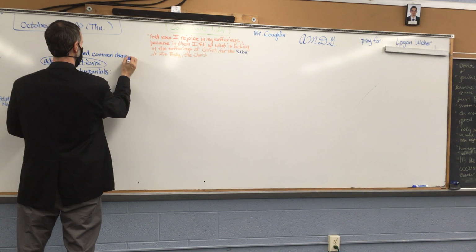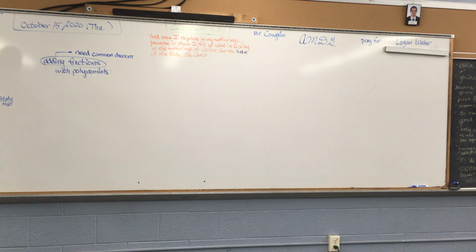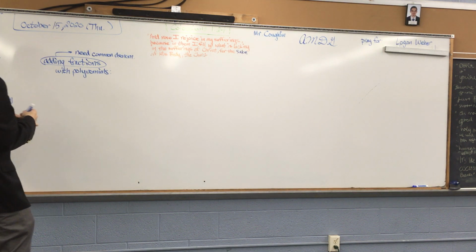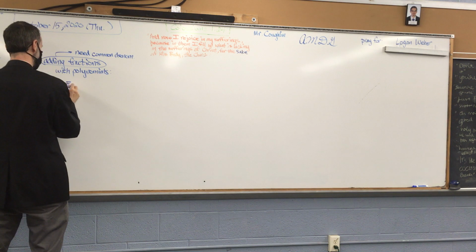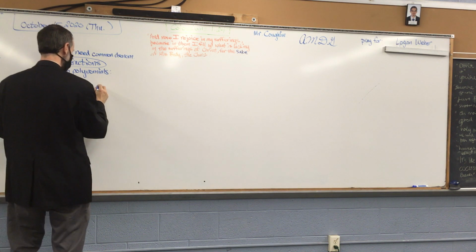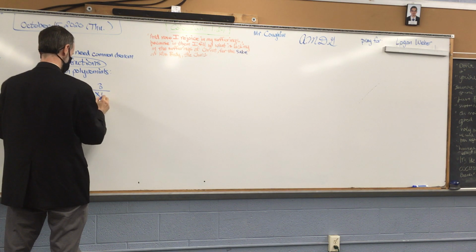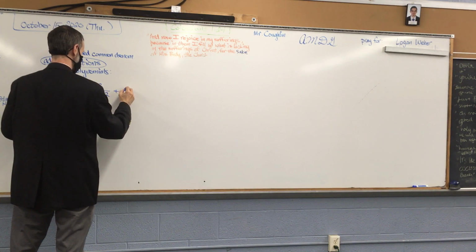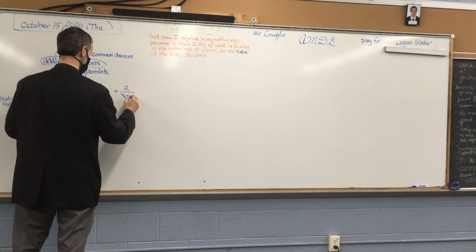If the denominators are not the same, you cannot add fractions. It's impossible. You get the wrong answer. Now, the same is true when you have variables in it. For example, 3 over x plus 2 plus 2 over x plus 2.